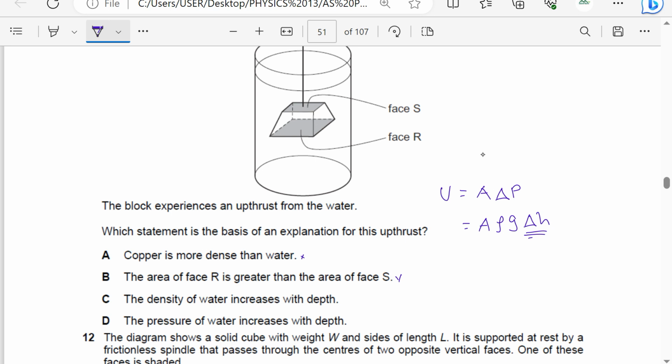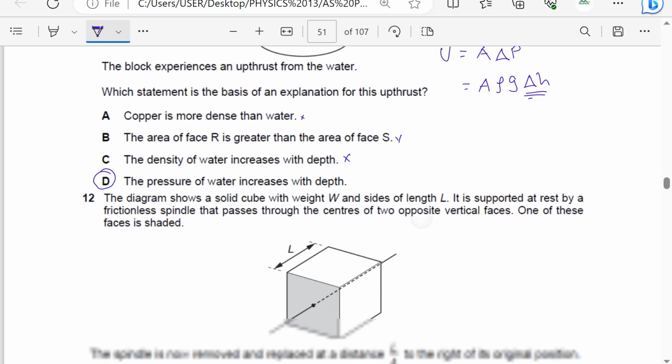The density of water increases with depth. This is not true. The pressure of water increases with depth. So because the pressure increases with depth, there is a difference in pressure at the bottom and the top. So there is an upthrust. So the answer is going to be D. The difference in pressure at the top and the bottom, since pressure increases with depth, is the one which is best going to explain the origin of upthrust.